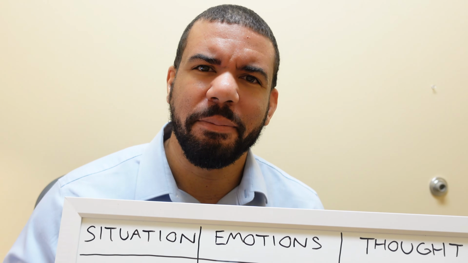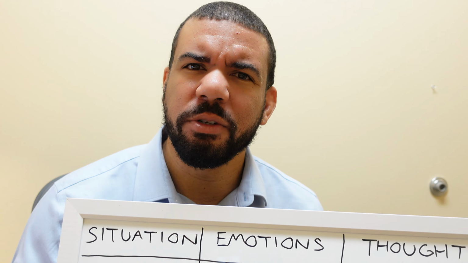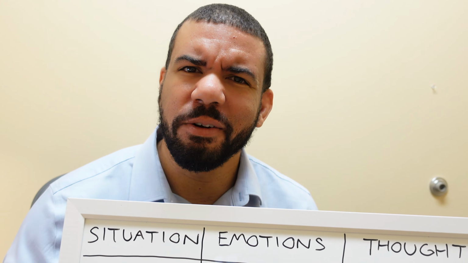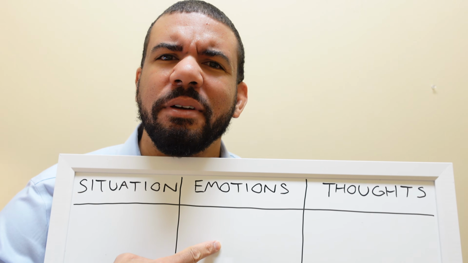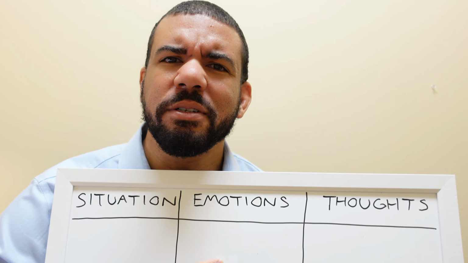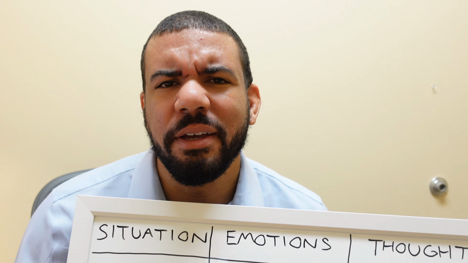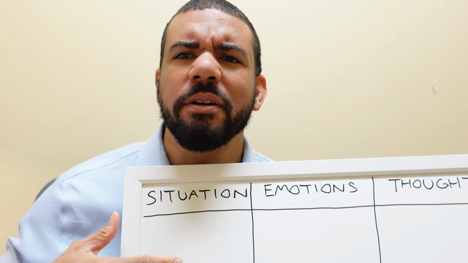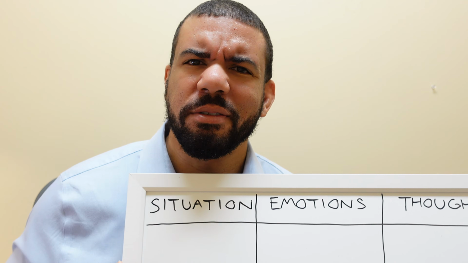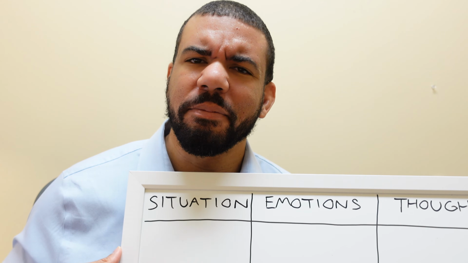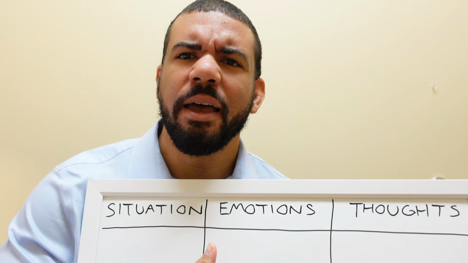So think about a time recently that you were experiencing some negative emotions. Anxiety, fear, sadness. We put that right here. Right under the emotions. Okay. Then what we start to think about is, well, what was going on during that time? What was the situation? What was happening during that time? Okay. Now we have a situation and we have an emotion.